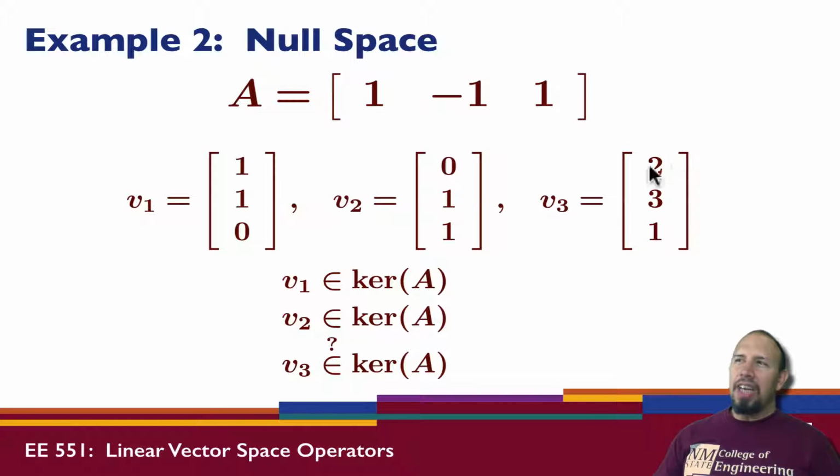But what about this guy here? If I take this row times this column, I get 1 times 2 minus 3 plus 1 gives 0. So this actually is in the kernel of A as well. And actually, I could go through and show that if I take this column multiplied by 2 and add this column, I will get this column. So it's actually a linear combination of these two columns. All right, so that's some null space examples.